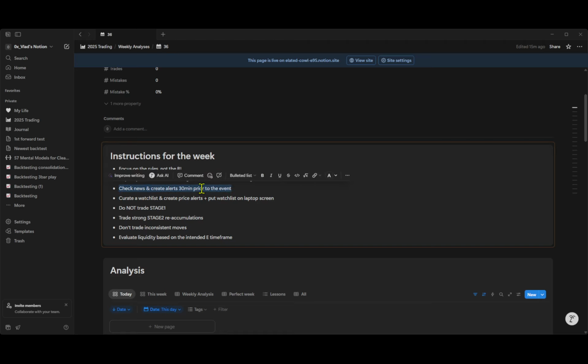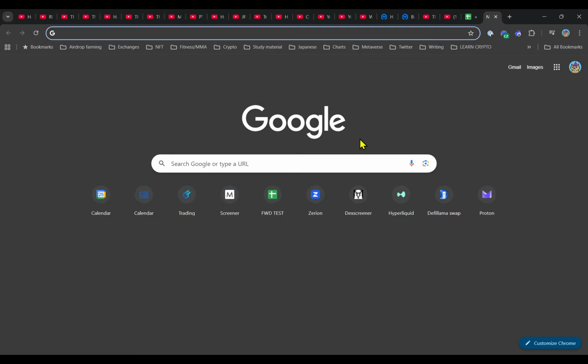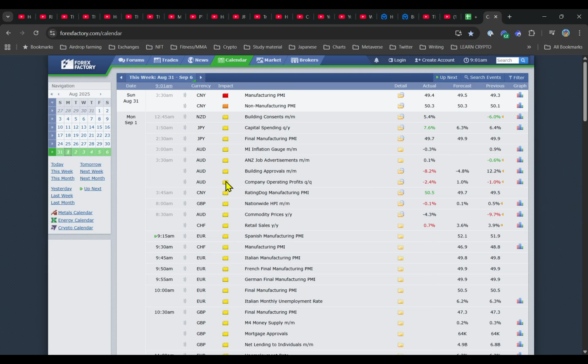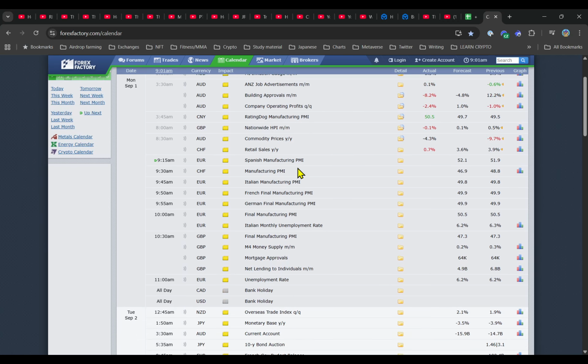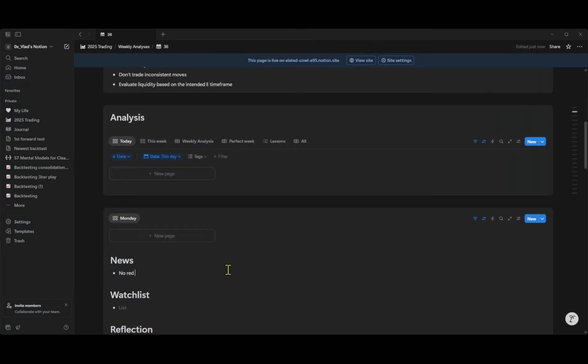Check news and create alerts 30 minutes prior to event. Okay, very cool. Let's actually do that right away because it's Monday before my session. So I'm going to check the calendar here. All right, looks like there are no red news, but there's a bank holiday. Okay, so coming in Monday, no red news here, but it's a bank holiday. I'm just gonna write bank holiday.